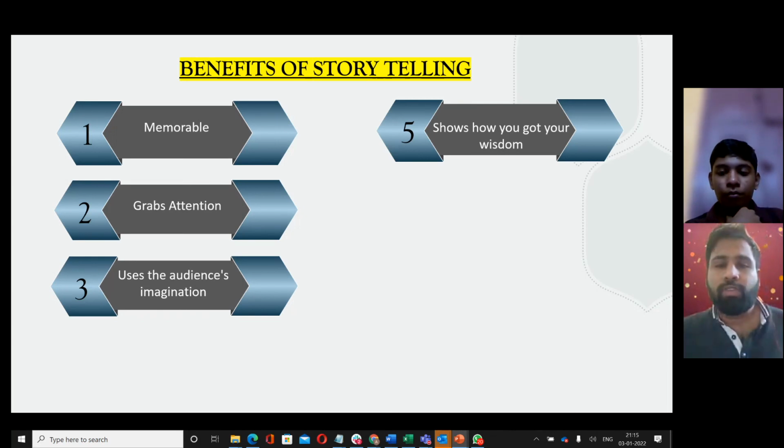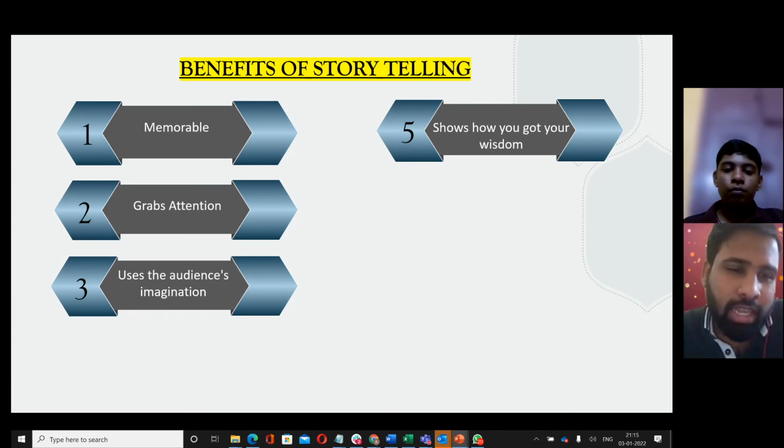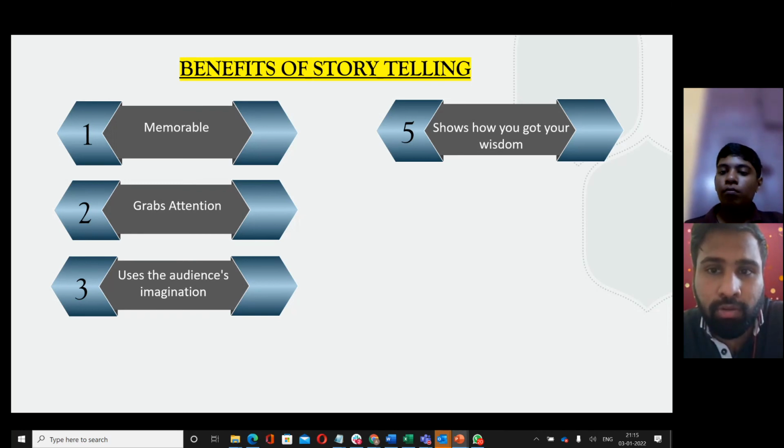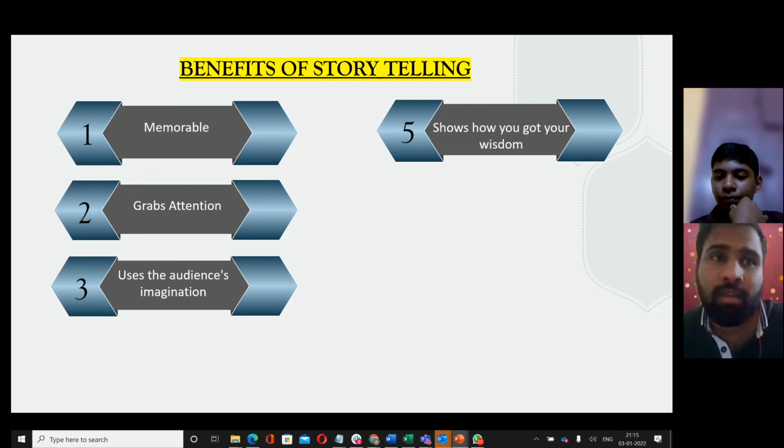Next, it shows how you got your wisdom. This point again is not that important, but more or less you need to tell them that you saw news channels and then you thought, okay, I need to help. If you talk about your story, they will get an idea of how you got this idea. You got it, right? Yes, sir. So wisdom is nothing but how you got the idea to make this product.